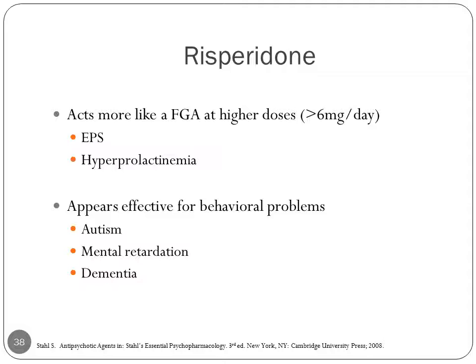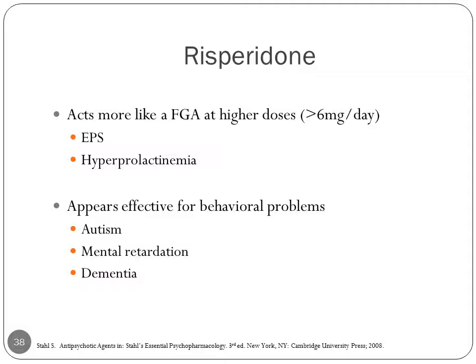Risperidone acts more like a first-generation antipsychotic at higher doses, and that's why I've already mentioned that we typically don't dose it more than 6 milligrams per day, because once we start getting above that dose, we'll see more of those extrapyramidal symptoms and hyperprolactinemia. And again, hyperprolactinemia is of clinical importance because it can lead to galactorrhea and gynecomastia, which patients do not like.